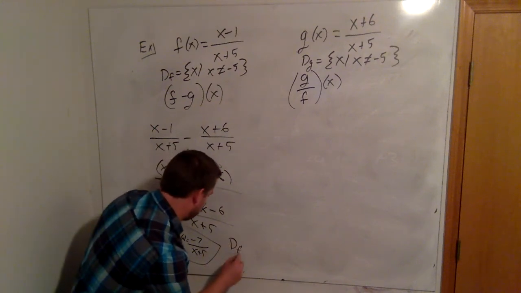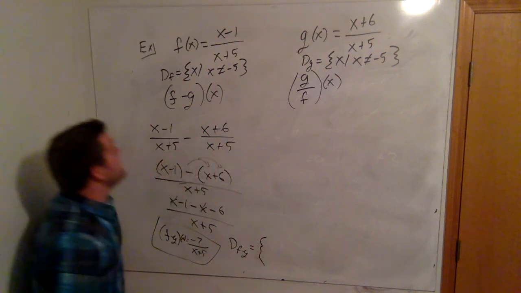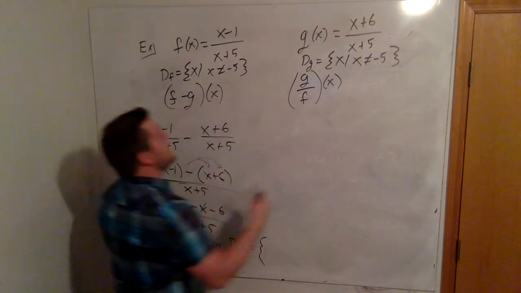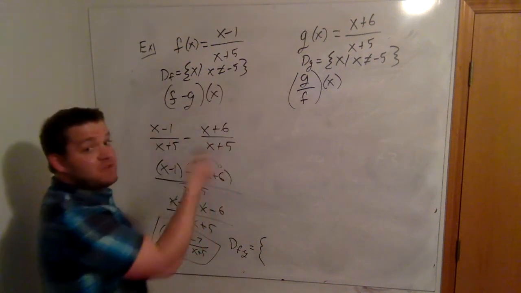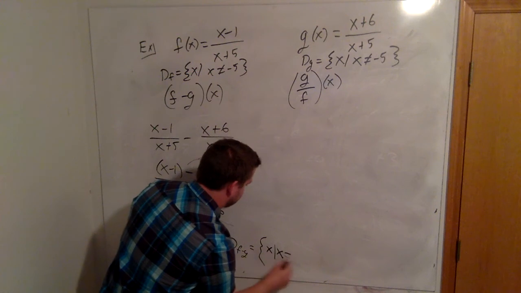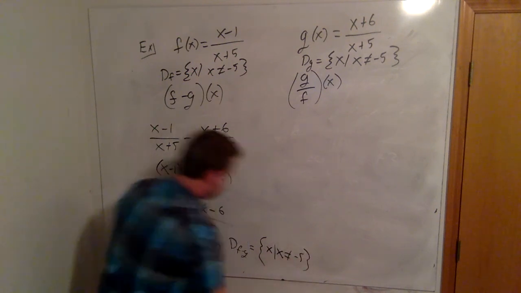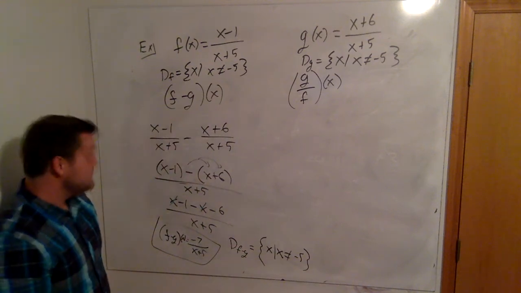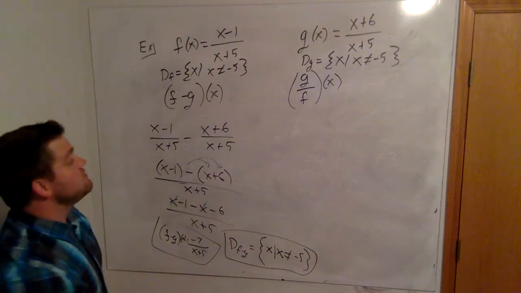Okay. Let's talk about its domain. The domain of f minus g, well, it has to be everything that's in the domain of f and everything that's in the domain of g. It has to be the intersection of both of these. Well, since they're the same domain, the domain of f minus g is still just going to be all x such that x cannot be equal to -5. So here's the domain.